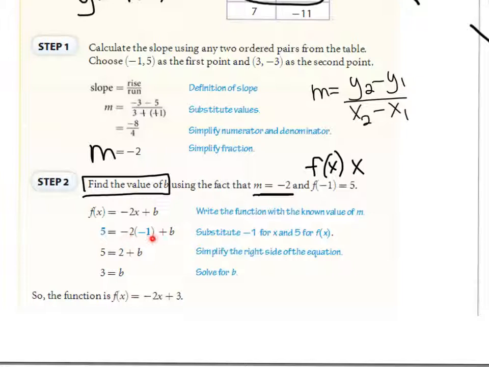-2 times -1 is a +2. And then since it's 2 plus b, we need to move the 2 over by subtracting. So therefore b equals 3. So our equation for this is f of x equals -2x plus 3, which means the slope of those 3 points was -2, and it would cross the y-axis at +3.